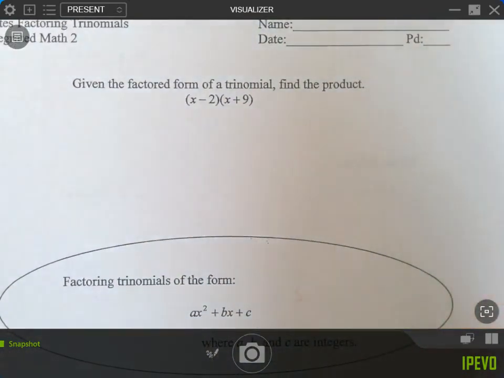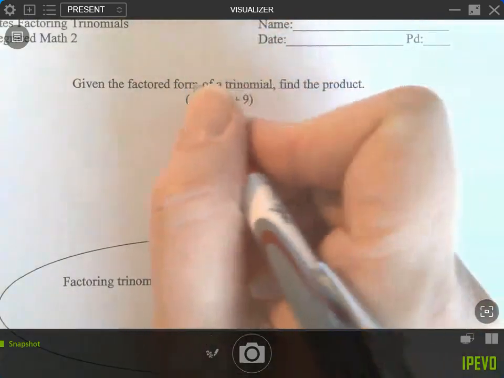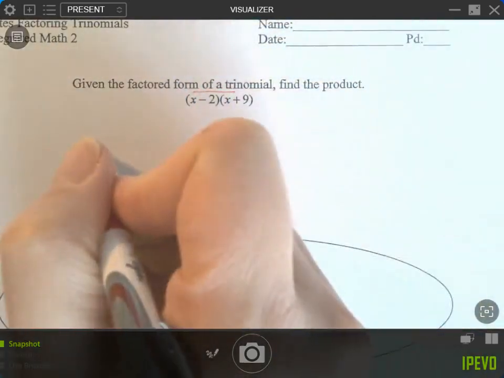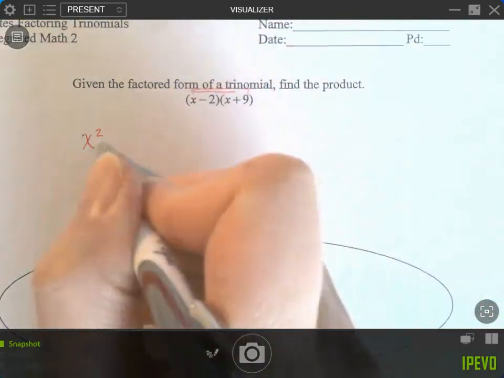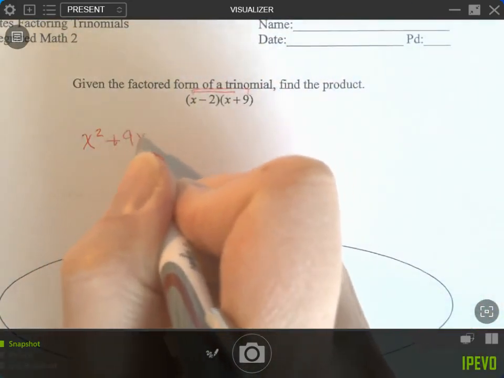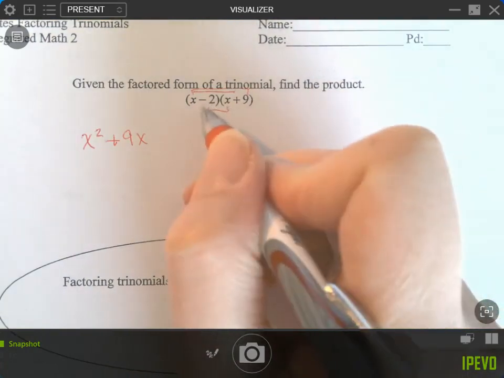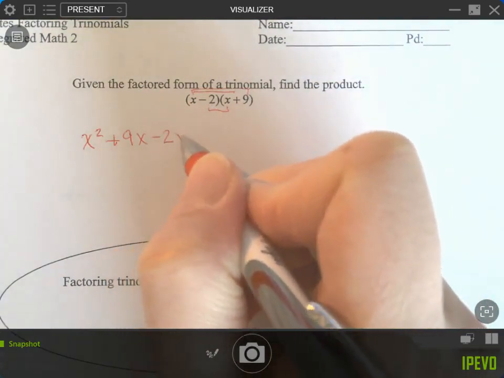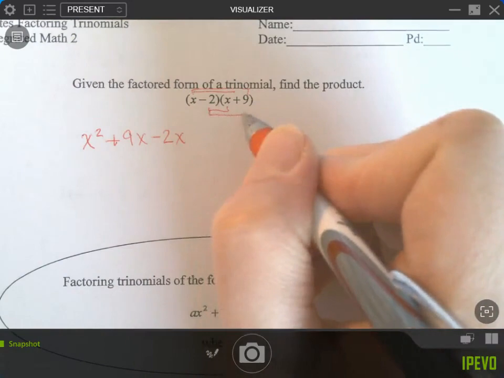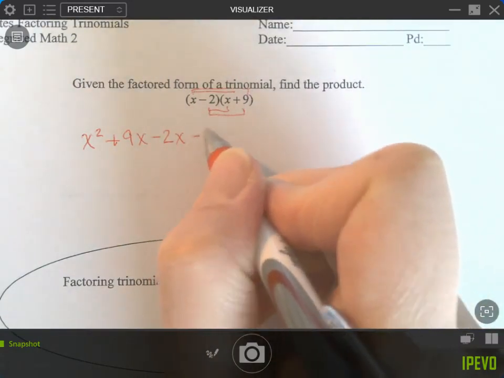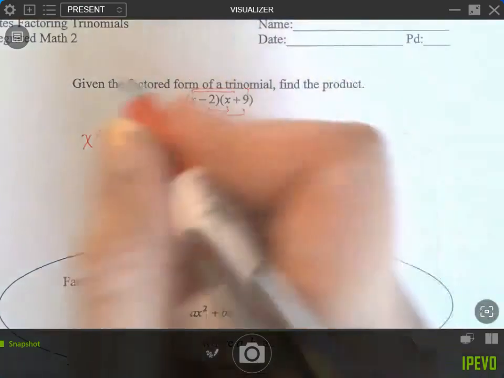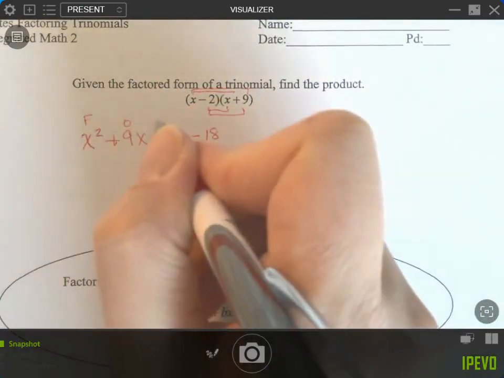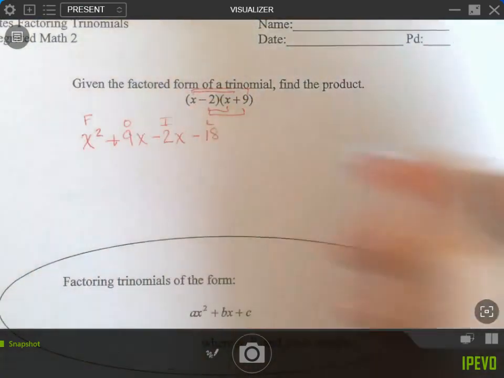So I'm going to FOIL this, and then we're going to talk about how we would reverse it. When you FOIL this, you take the first times first, like we did the other day, which is x squared. Then you do your outside, so a positive 9x. Then your inside, which is negative 2x. And then your last, which is negative 18. So we're multiplying all of these pieces. This was my first, this was outside, inside, and this was my last.